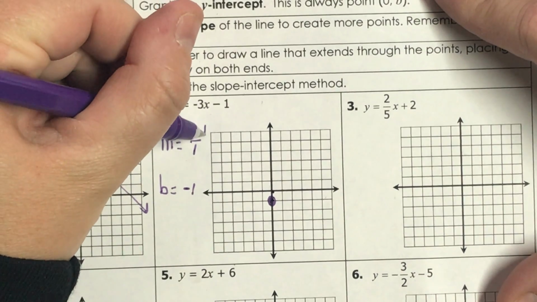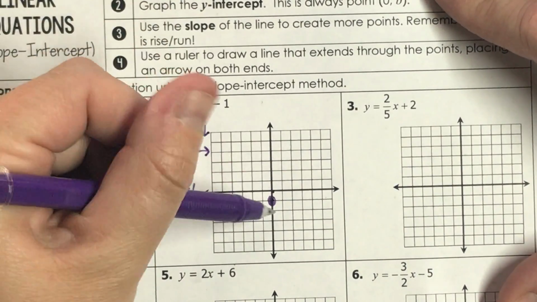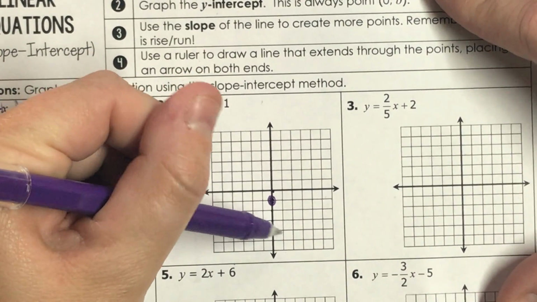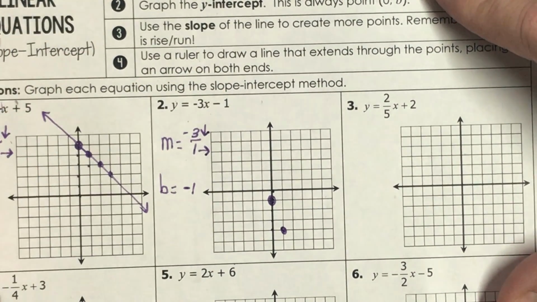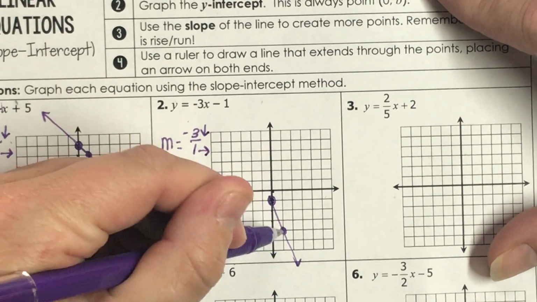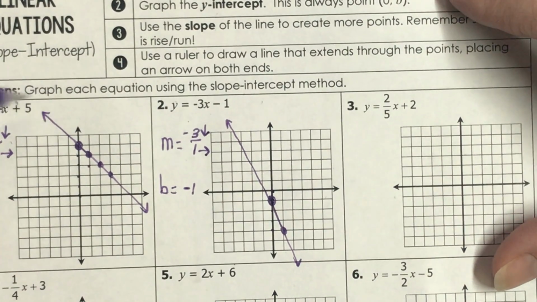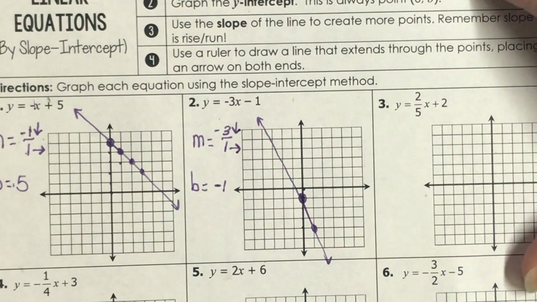So if it's -3, that means you go down. +1 means you move to the right. So we go down 3, right 1. And you really only need 2 points. So once I have that, I'm good to go, and then sketch it. So the main thing for these is identify what's the slope, what's the y-intercept, and then you can plot your points.